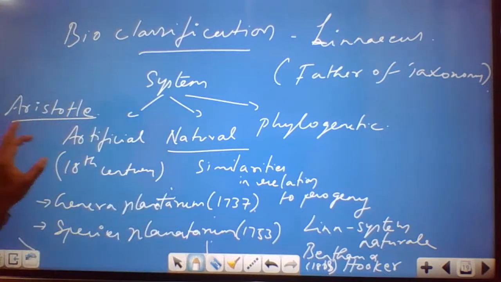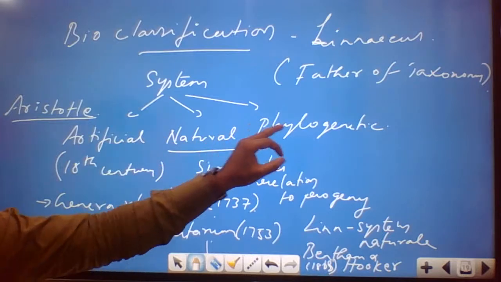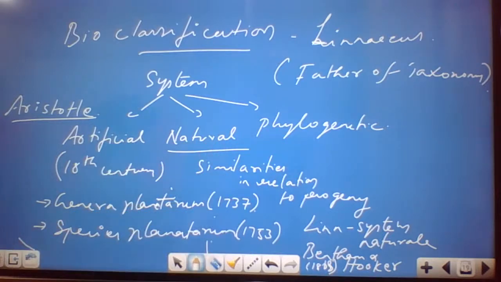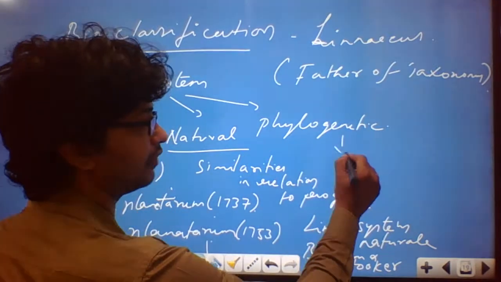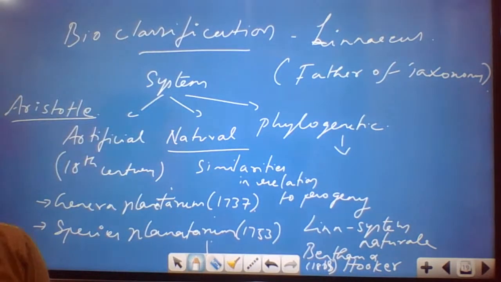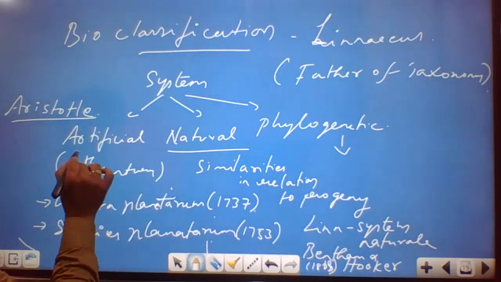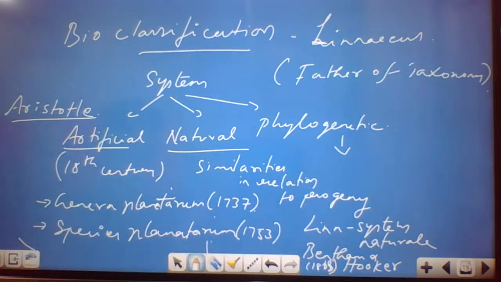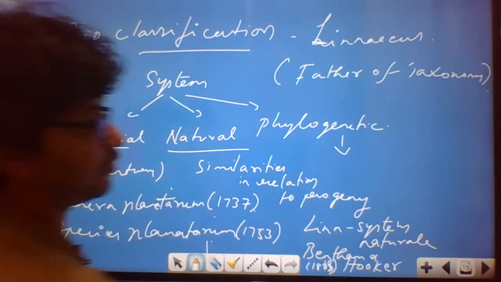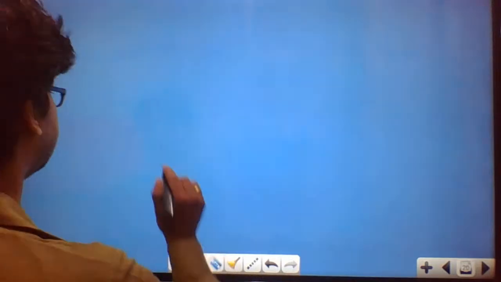So we have the artificial system of classification, the natural system of classification, and the phylogenetic system of classification, which talks about the evolutionary and genetic relationship. On the whole, bioclassification is based on these three parameters. Now we move to the detailed classification.